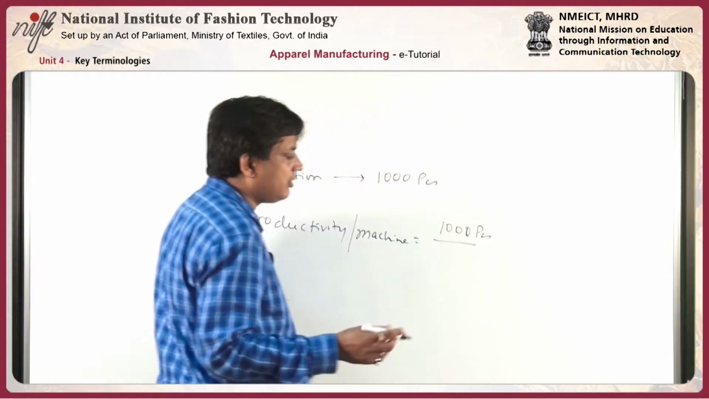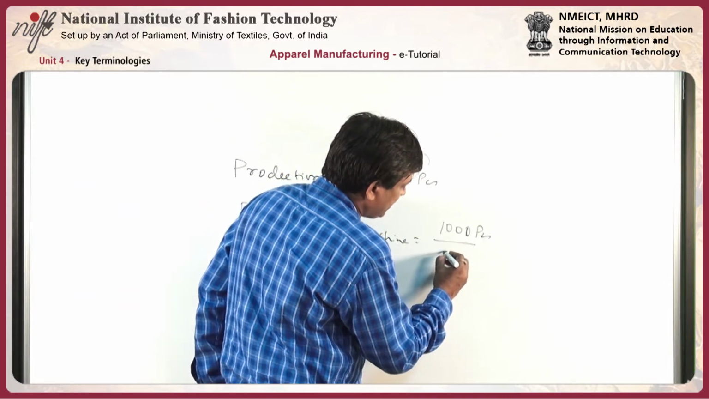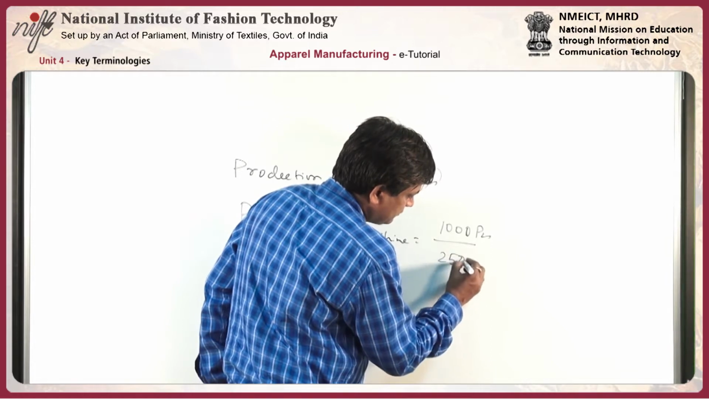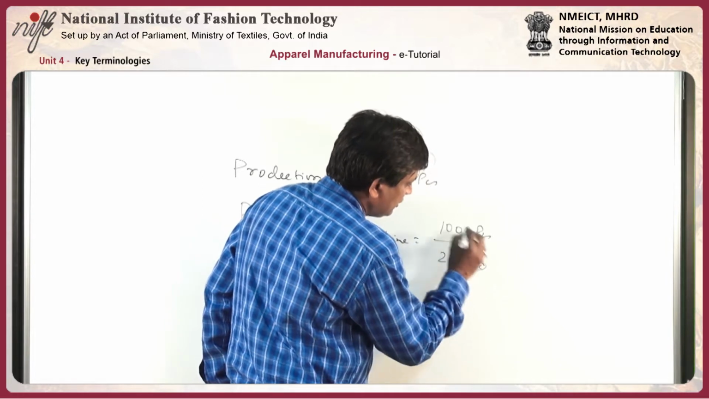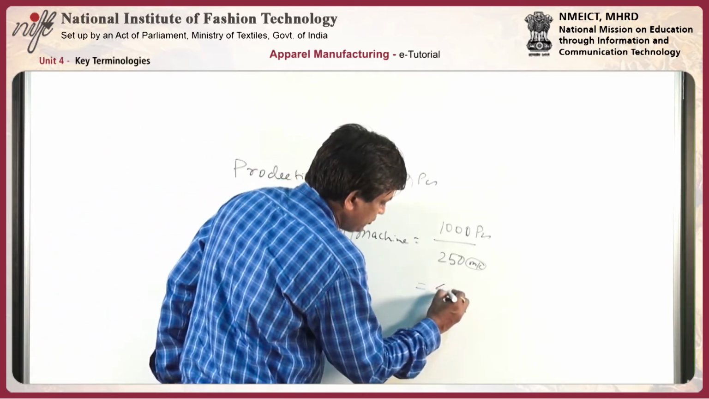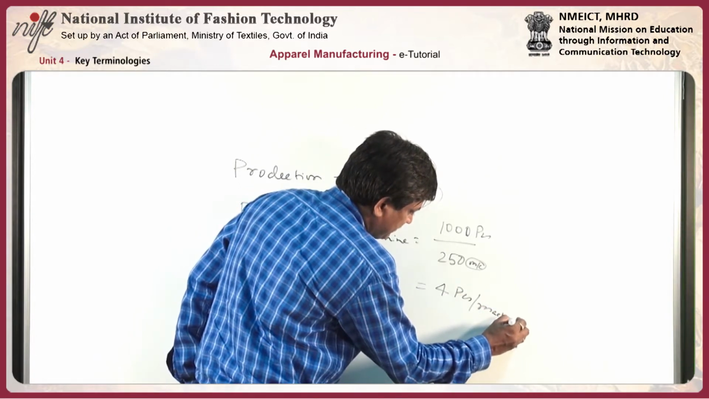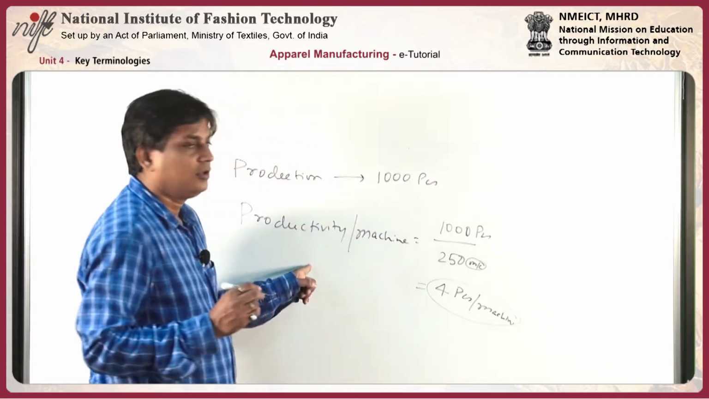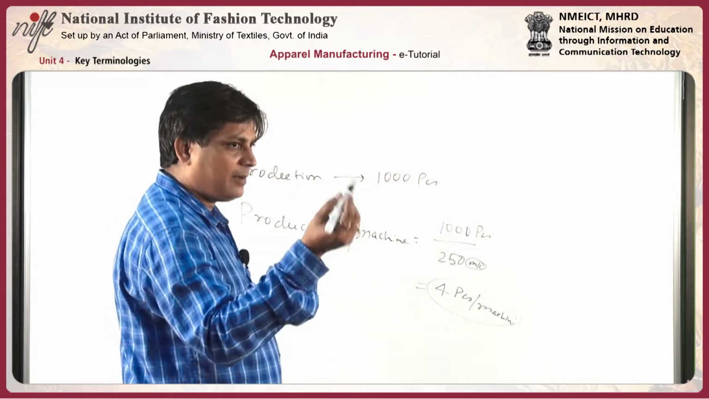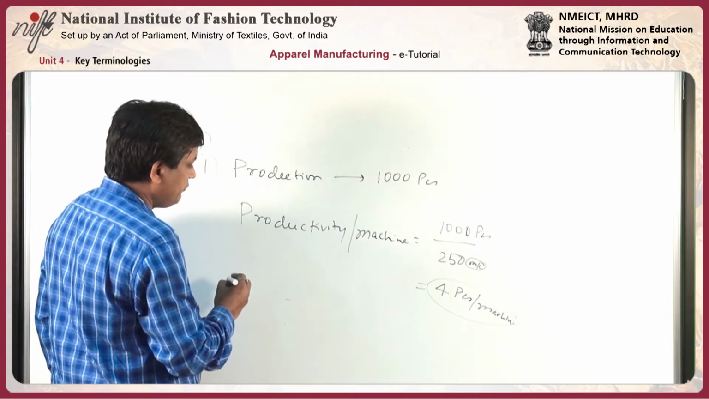Now, how many machines are we using for producing 1000 pieces? Take the example that we are using 250 machines. 250 machines we are using for producing 1000 pieces. So the productivity per machine is 4 pieces per machine. This is the productivity for the 1000 pieces we are producing. So, this is case 1.